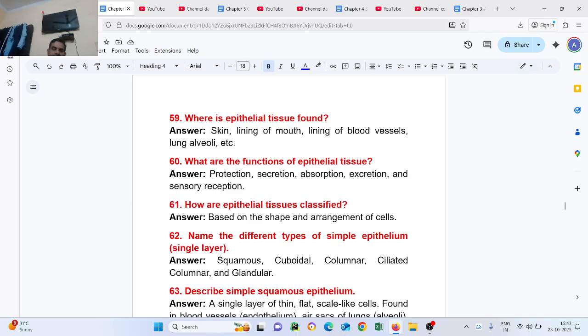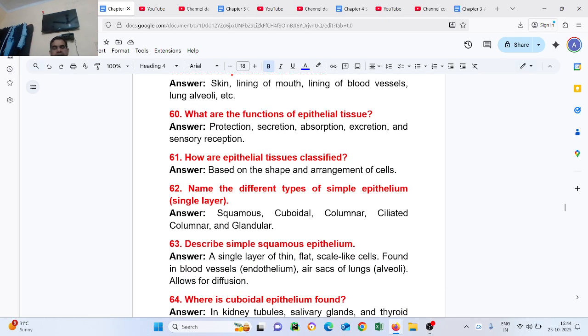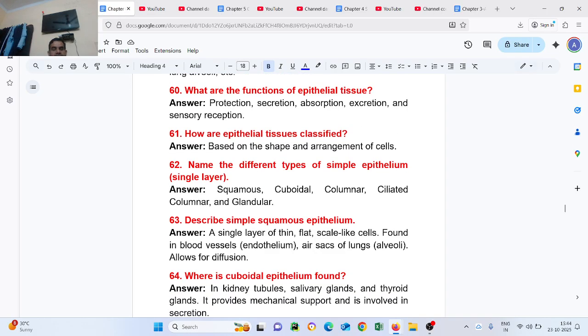Question number 63. Describe simple squamous epithelium. Answer: a single layer of thin, flat, scale-like cells found in blood vessels, endothelium, air sacs, or lung alveoli, allowing for diffusion.